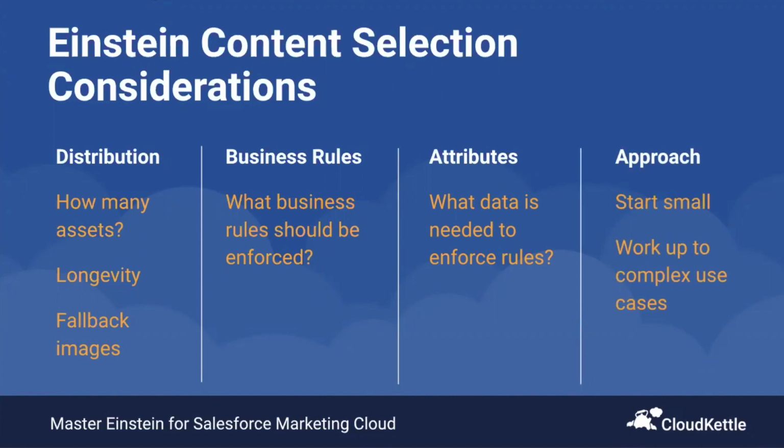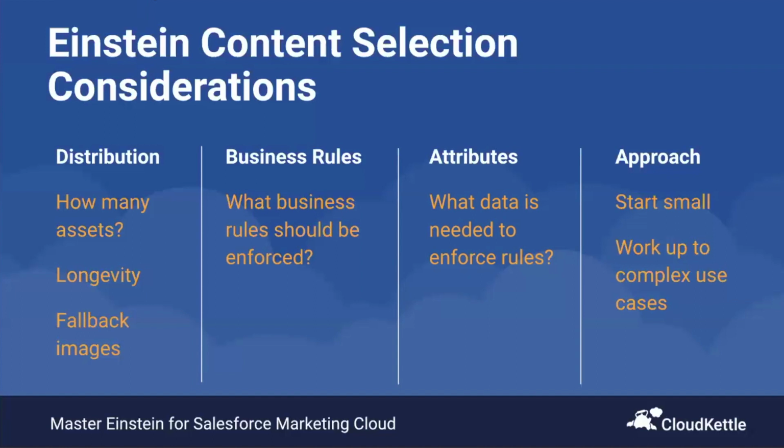Finally, I'd recommend that you take a phased implementation approach. Start quickly, but small. As I explained earlier, you don't actually need any consumer profile or asset attributes to get started. You can start by running basic A/B testing and then add rules and sophistication from there.